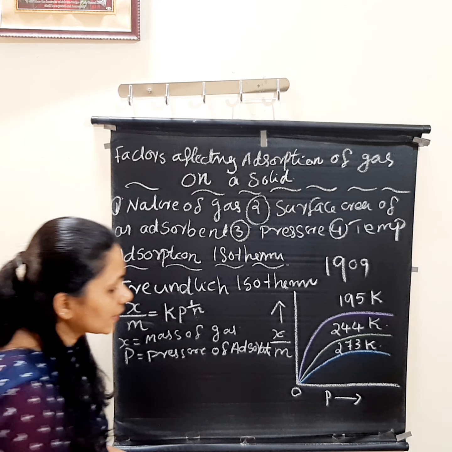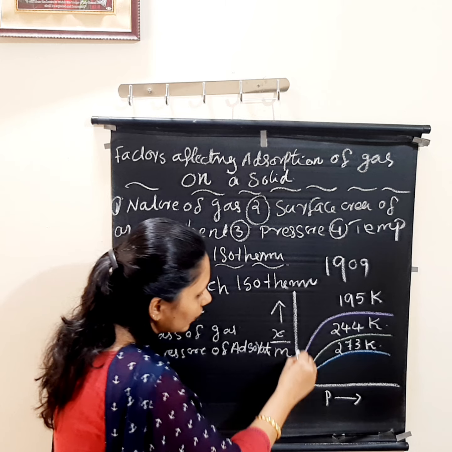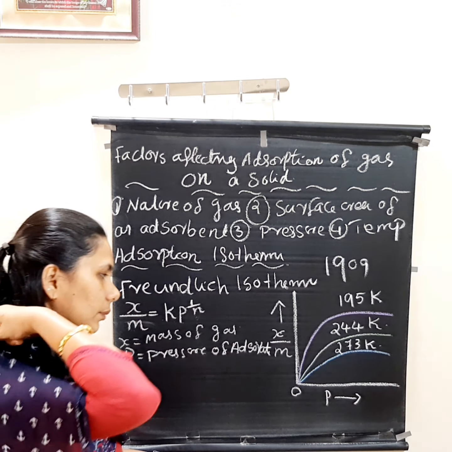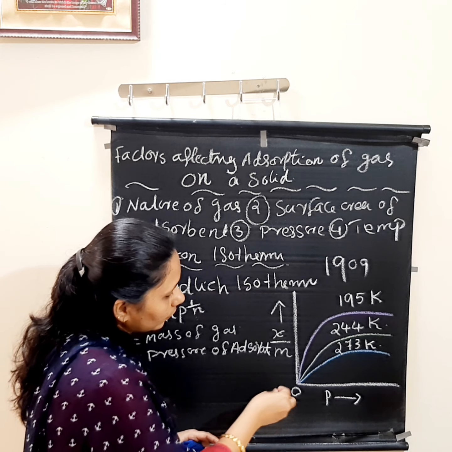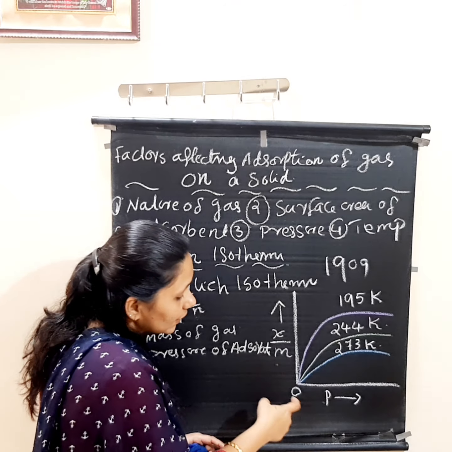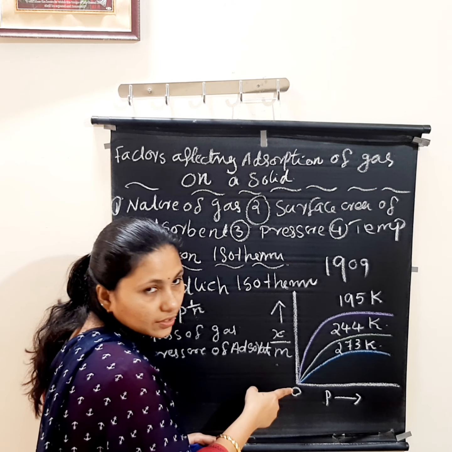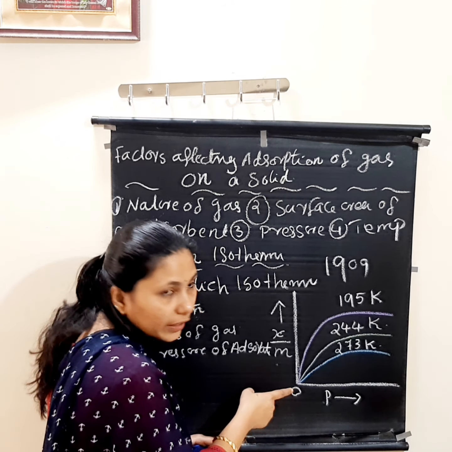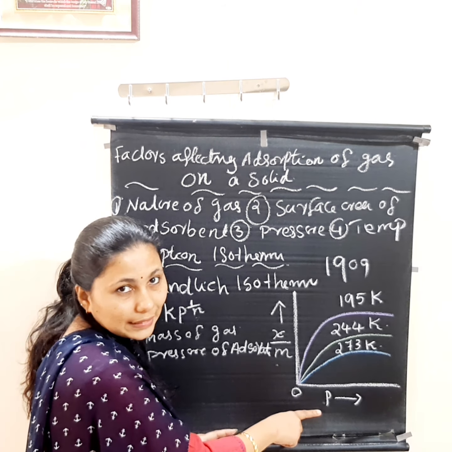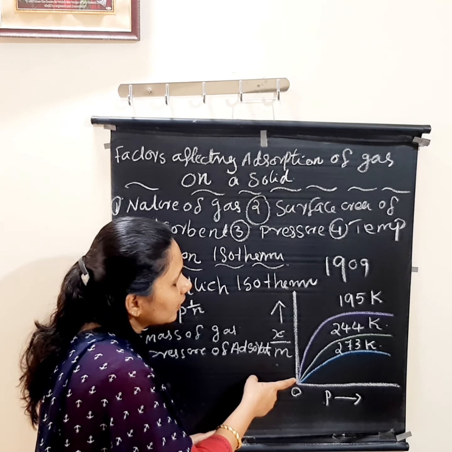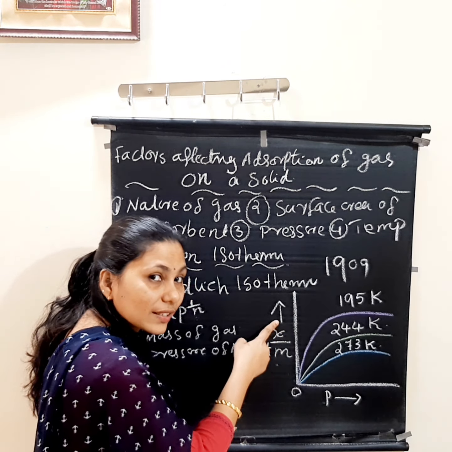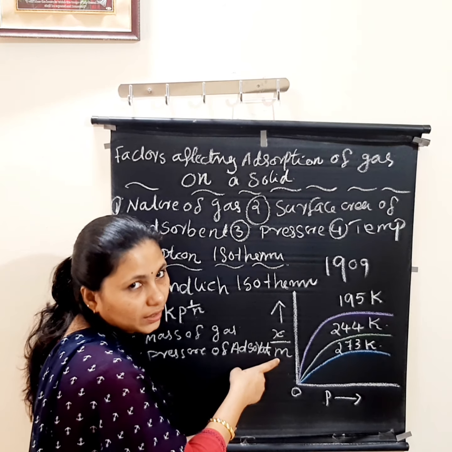So here you can see this is the adsorption isotherm curve. What is the curve? A plot of x by m against pressure. The pressure is 0 in the beginning, and if you are moving from left to right, the pressure is increasing. And in this axis x by m is given. If you are moving upward, x by m value increases.